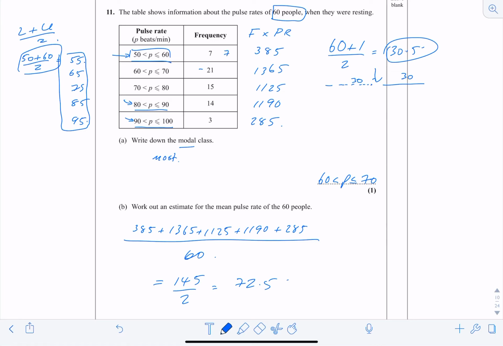Well, my first 7 are 55, and then after that takes me up to 28 because I've got 7 plus 21, and then 15 on top of that would take me to 43. I'll just do the rest as well. Cumulative frequency, this is called. Plus 14 is 57, plus 3 is 60. Yeah, that's right, because it says 60 people. So all I need to do is find my 30.5th piece of data, and I can see that it's going to be in this class right here somewhere. So an estimate for the 30.5th piece of data would be 75 beats per minute.